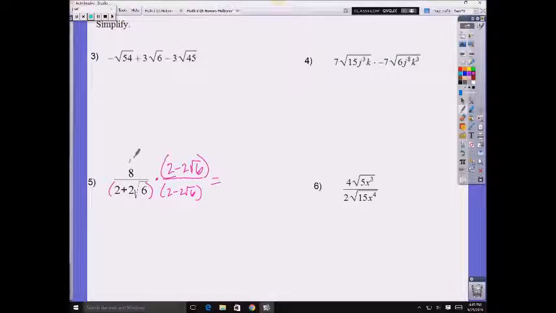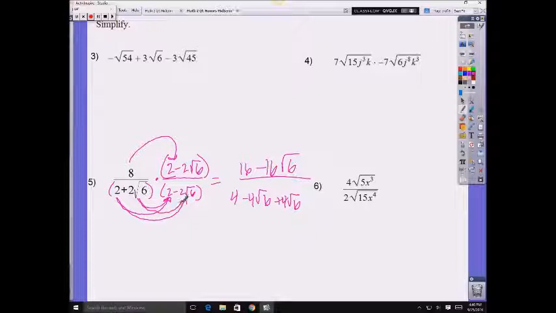Something awesome happens. Times the top. 8 times 2. 8 1s times 2 1s is 16 1s. 8 1s times negative 2 square roots of 6 is negative 16 square roots of 6. Okay, on the bottom, if you do the distributive, 2 1s times 2 1s, that's 4. 2 times the negative 2 square root of 6 is negative 4 square root of 6. And then 2 square roots of 6 times 2 is a plus 4 square roots of 6. And 2 square roots of 6 times the negative 2 square roots of 6 is a negative 4 square roots of 36.